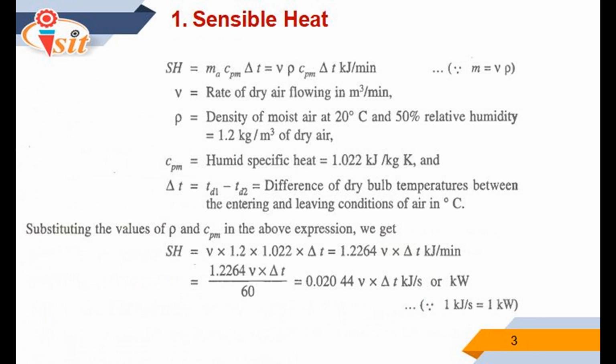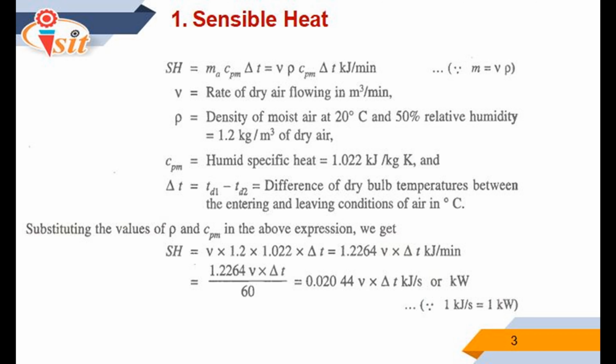Then this session starts with the sensible heat. Heat is nothing but energy transfer without changing mass. That heat is mainly divided into two categories, sensible heat and latent heat. In this slide, the sensible heat is equal to mass of air into humid specific heat CPM into delta T.